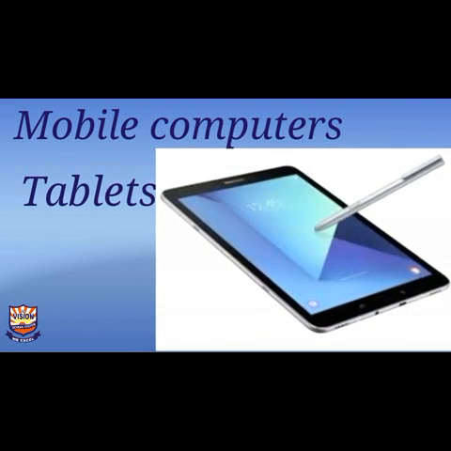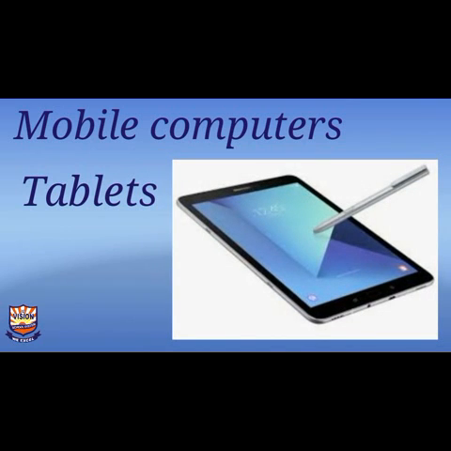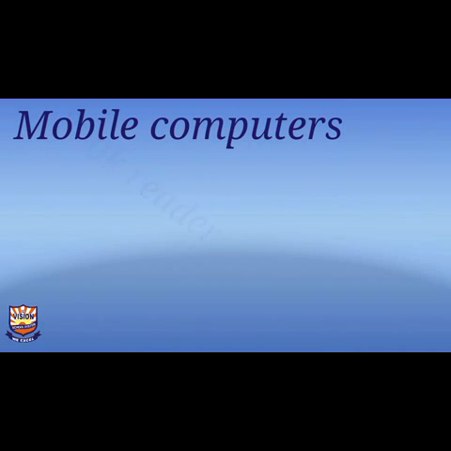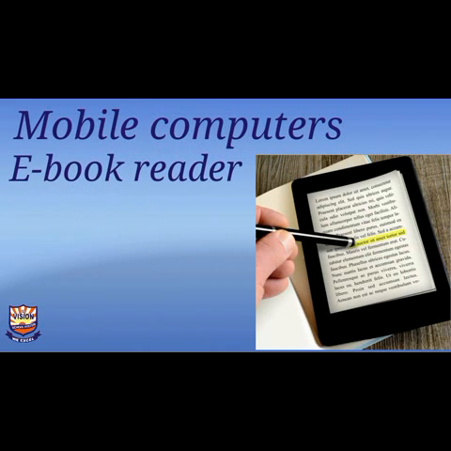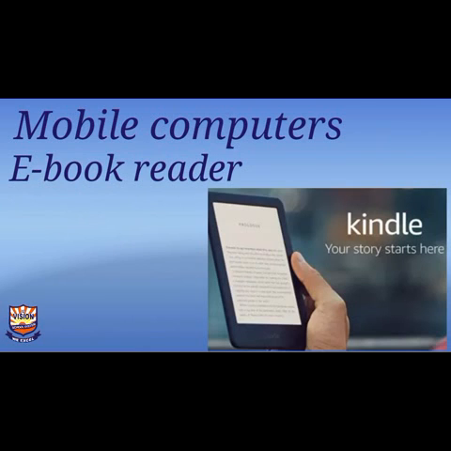Tablets are easy to identify. They come without a keyboard and mouse and are operated via touchscreen. E-book readers are used to store and read books, newspapers, and magazines. Kindle is an example of an e-book reader.